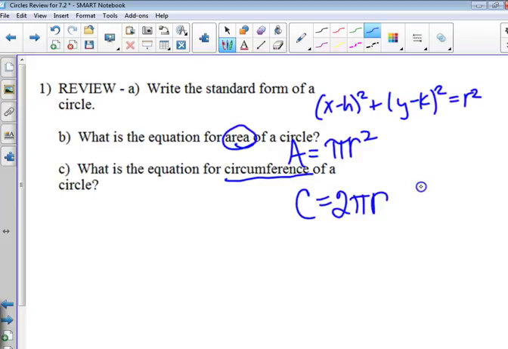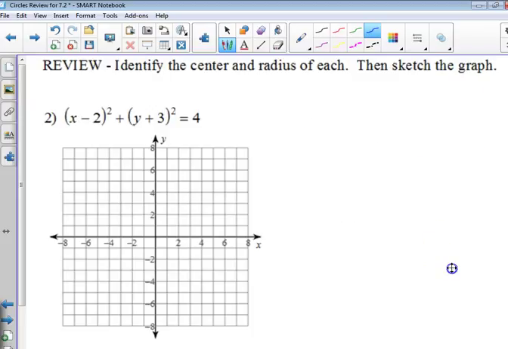Or diameter times pi, exactly. That's the way I remembered it too. But you will learn in calculus that this is the derivative of this. Oh, it'll be a wonderful moment when you get there. Okay. Number 2. So tell me what we know about this so we can graph it fast.